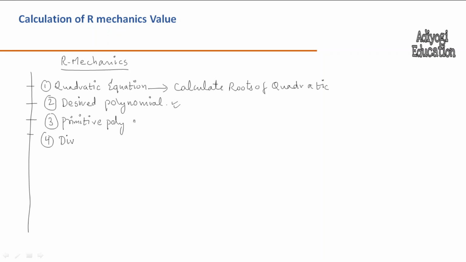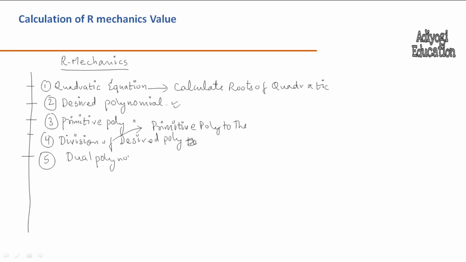Division of desired polynomial. In fact, I should write division of primitive polynomial to the desired polynomial. Don't worry, I will take an example. Then we need to calculate dual polynomials.